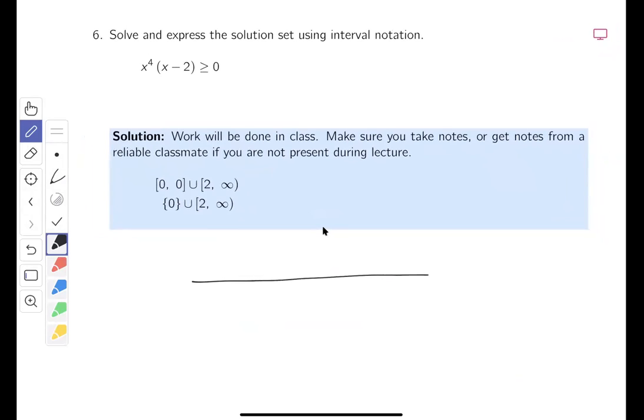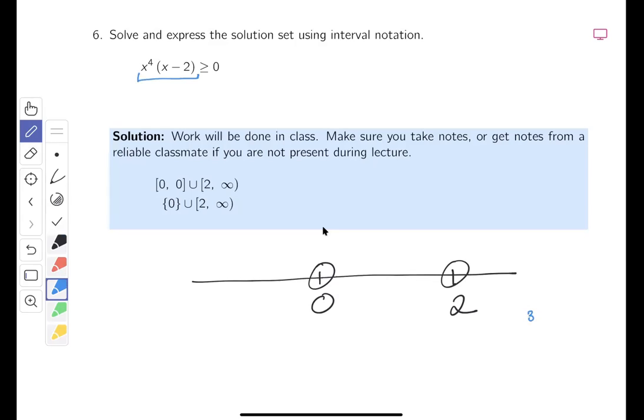And what are the zeros? The zeros are going to be at 0. That's when x to the 4th becomes 0. And the other zero is going to be at the number 2. All right, so 0 makes it 0, and 2 makes that 0. So what am I going to do now? Test points. What's a good test point after 2? I would say 3. If you plug in 3, what do you get?